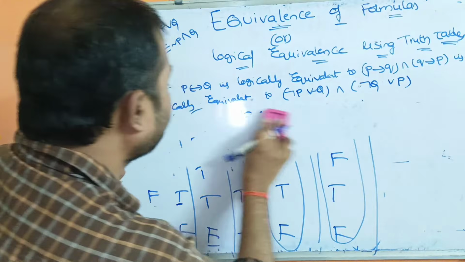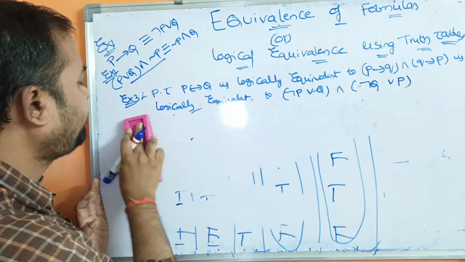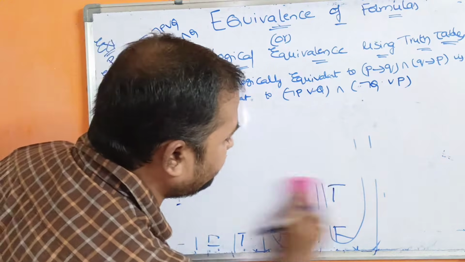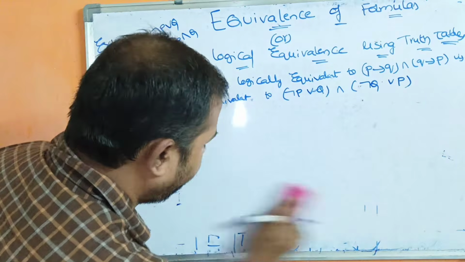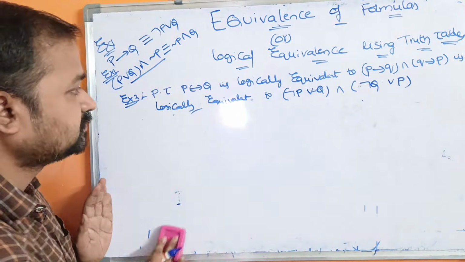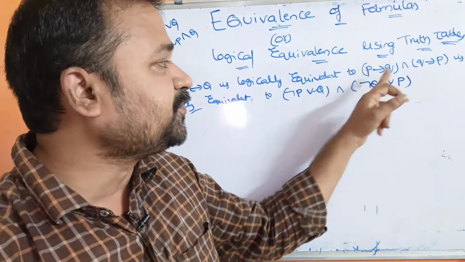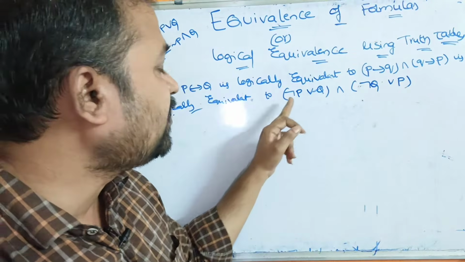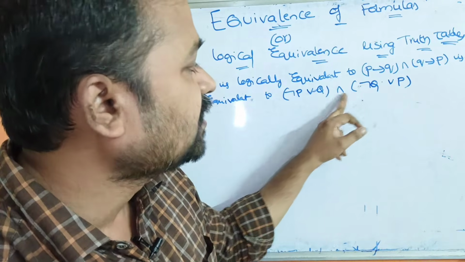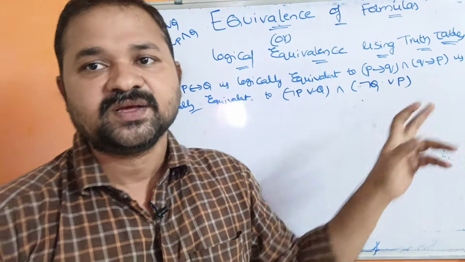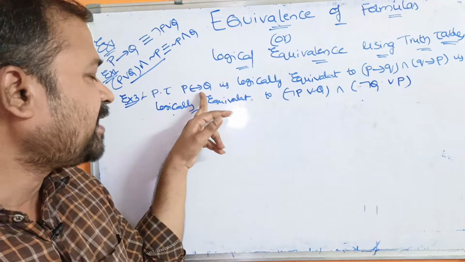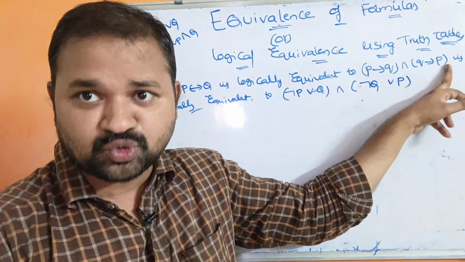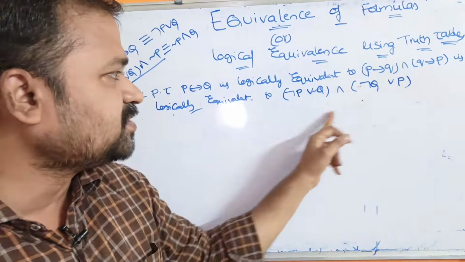Now let us solve the last problem. We have to prove that P biconditional Q is logically equivalent to P implies Q and Q implies P, which is logically equivalent to negation P or Q and negation Q or P. So we have to prove that P implies Q is similar to this truth table, as well as this is also similar to this table.